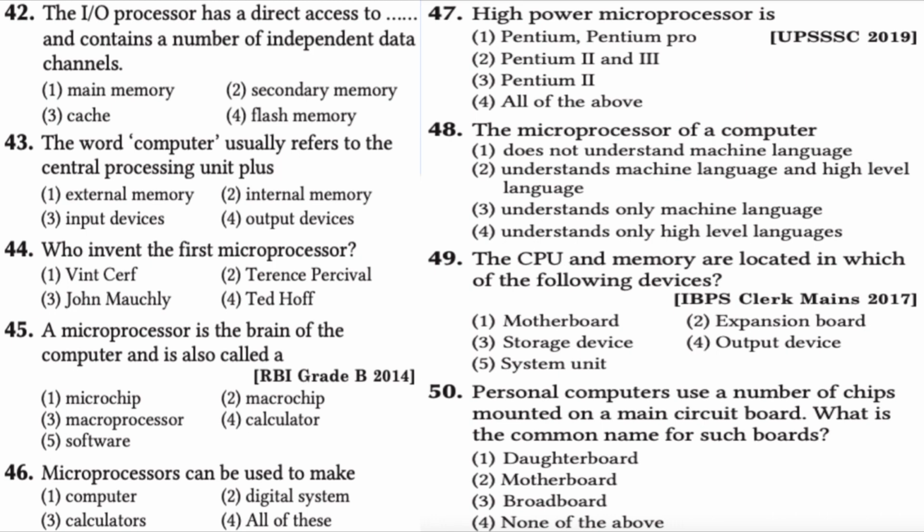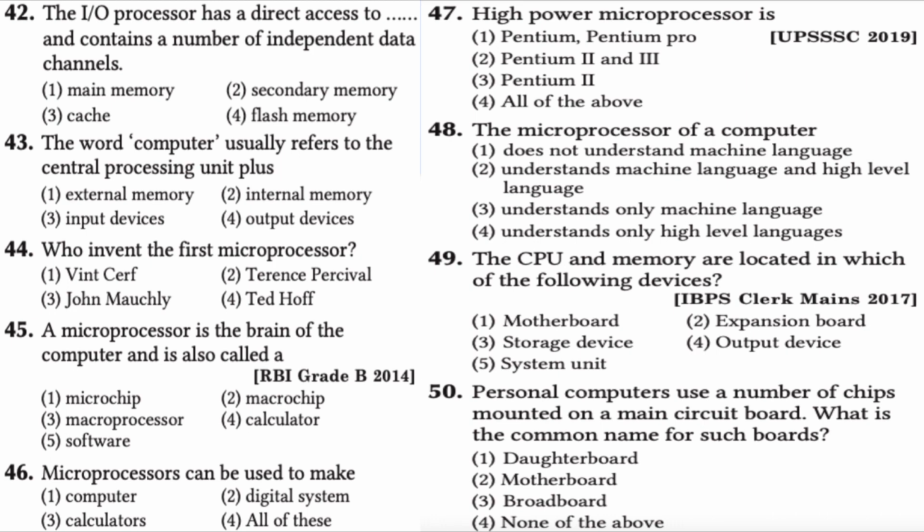Now, on to question 43. The word computer usually refers to the central processing unit plus. The correct answer is 2. Internal memory. The word computer typically refers to the central processing unit plus internal memory, encompassing the core processing and storage components.